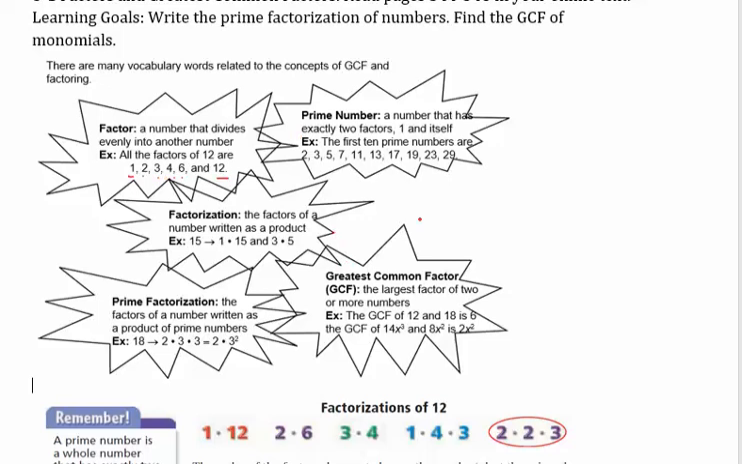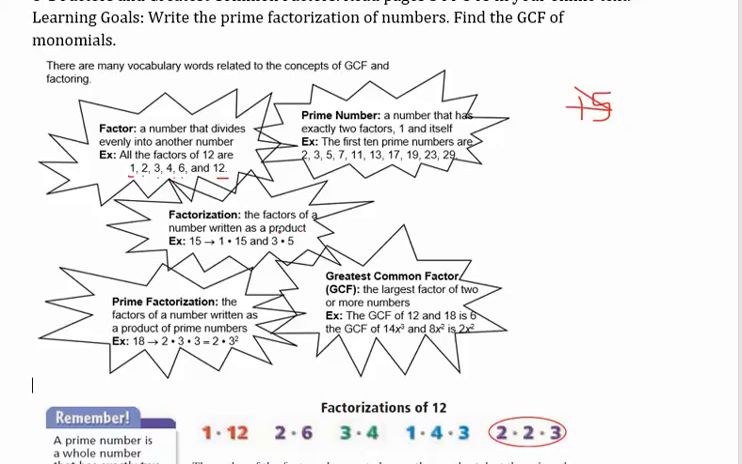A prime number is a number that has exactly just two factors, no more: one and itself. So the numbers 2, 3, 5, 7, and so on, these are the first so many primes. A number like 15 is not prime because the factors of 15 include 1 and itself, but also 3 times 5. So that is not called a prime number.